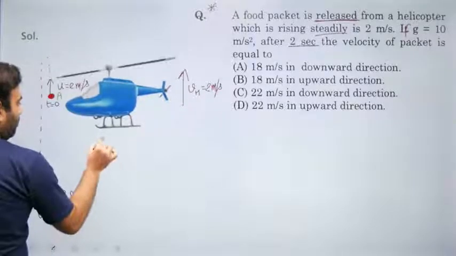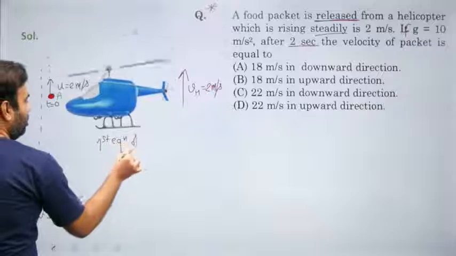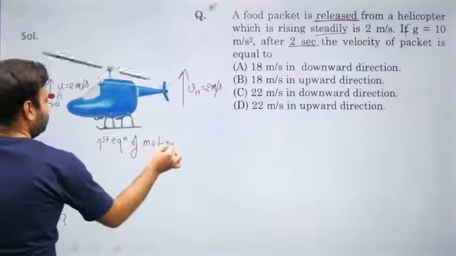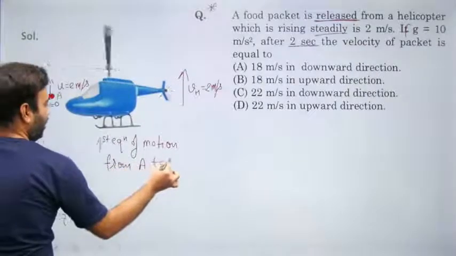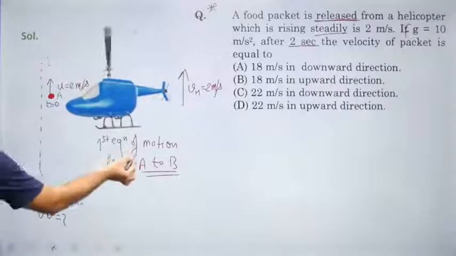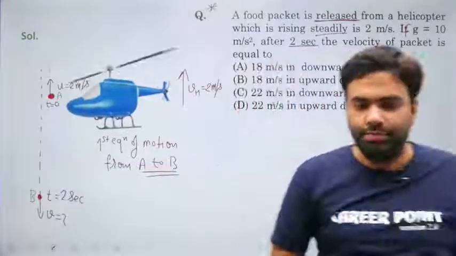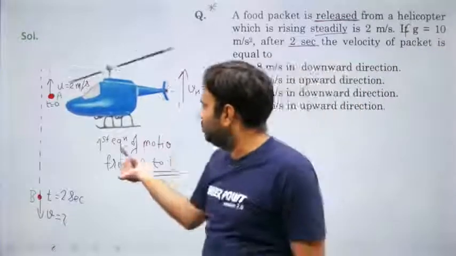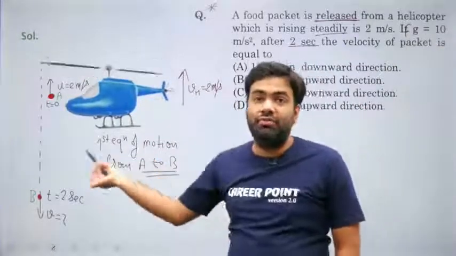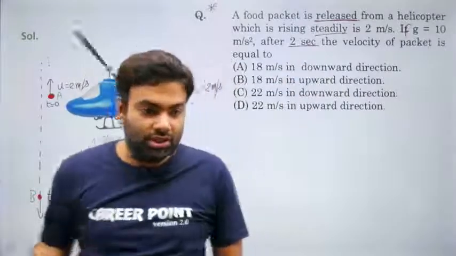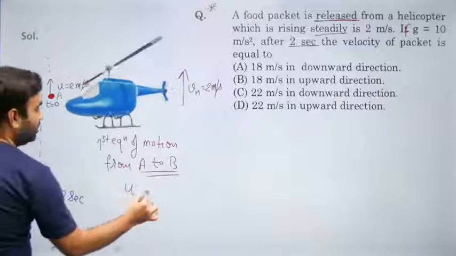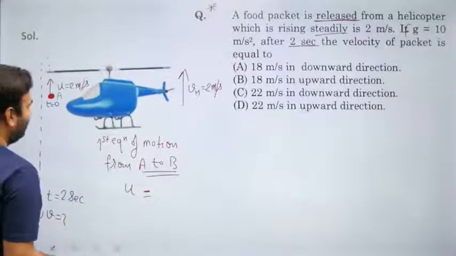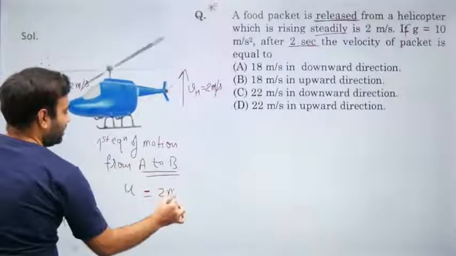First, equation of motion from point A to point B. Because we are going to apply the first equation of motion from point A to point B, we have to write down the variables or the values that we are going to use. Yes, Shailendra, now you are right. Well done. From A to B, what is the initial velocity of the particle? It is in upward direction, which is 2 meter per second. So it is plus 2 meter per second.